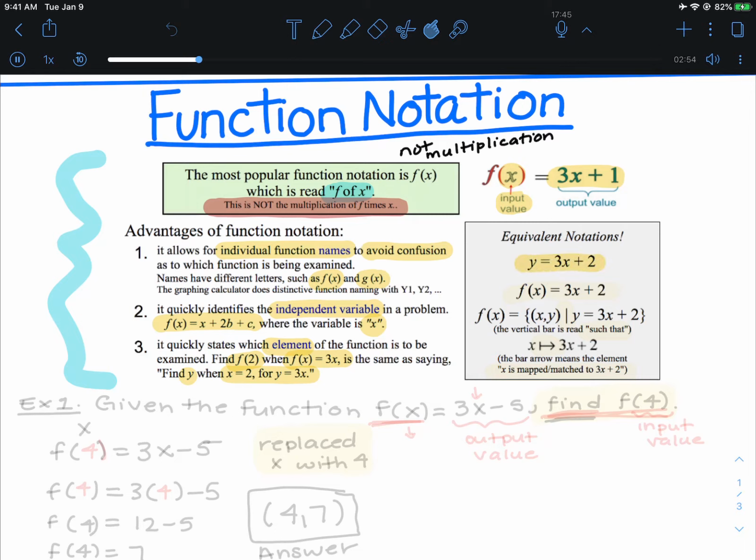Okay, and there's like multiple ways to write this, right? You can use y equals 3x plus 2. You can also use f of x instead of y. F of x is the exact same thing as y.